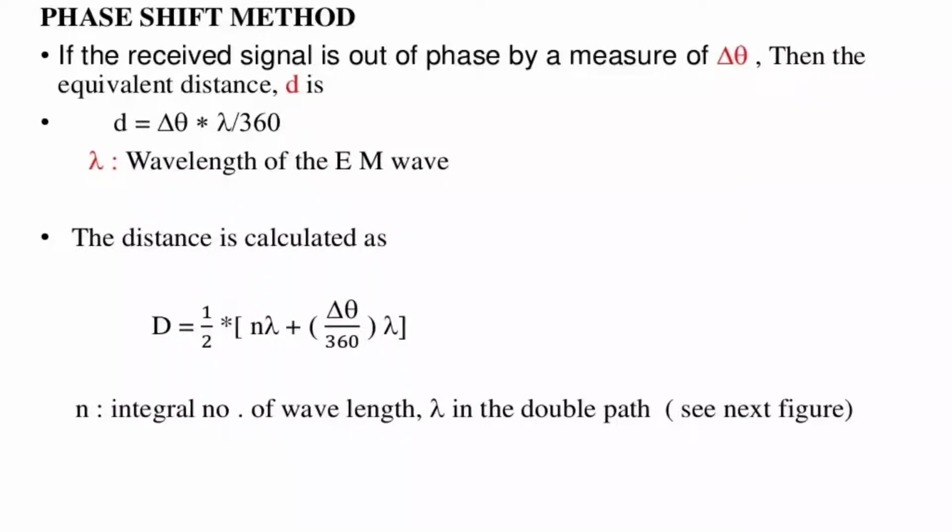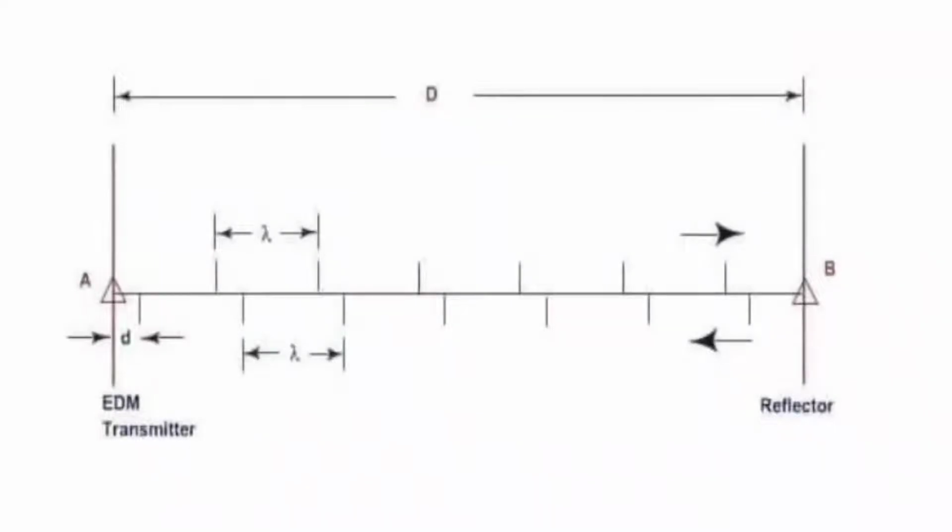So, in the phase difference method, if the received signal is out of phase by the measure of del theta, then the equivalent distance d is equal to del theta into lambda divided by 360, where lambda is the wavelength of the EM wave. The distance is calculated as d is equal to 1 by 2 into n number of times into lambda plus del theta divided by 360 into lambda. N is the integral number of wavelengths, and lambda is the double path. So this is the phase difference method diagram.